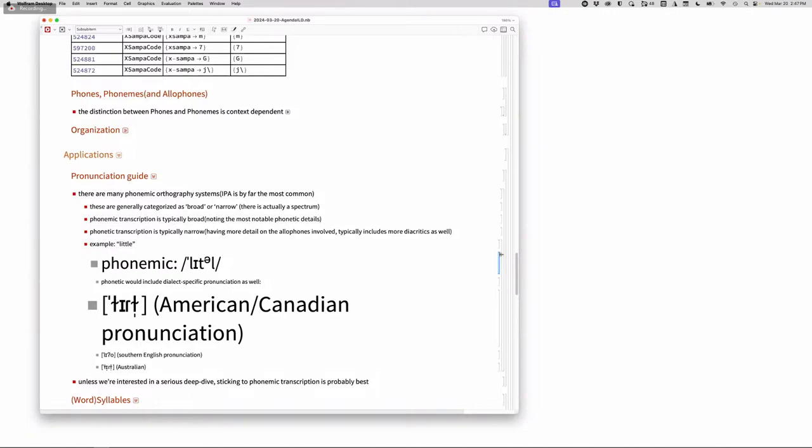I see, so you're saying, in a first approximation, which doesn't seem right here because I don't see the T, for example. Yeah, so that's an American pronunciation of "little", as opposed to "little" with a T. Or the Southern English pronunciation, which has a glottal stop there, that backwards question mark below.